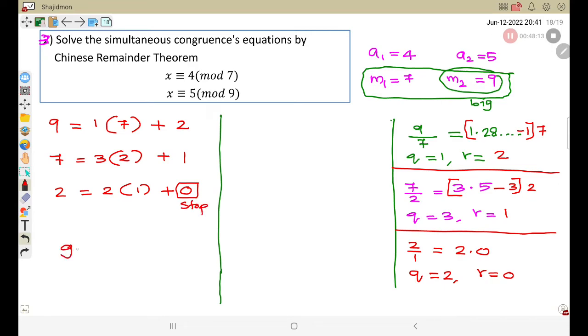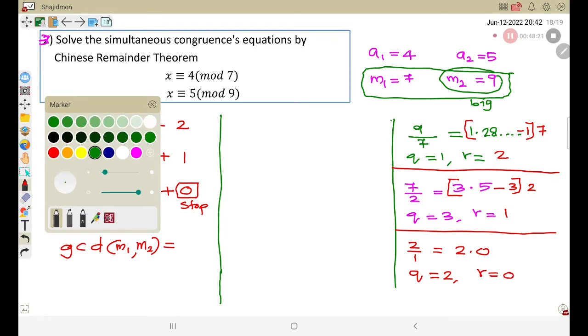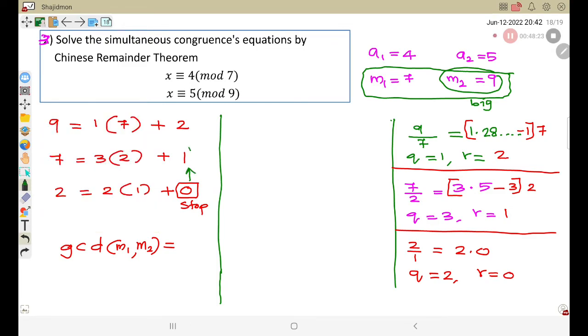Write the GCD of two numbers. GCD of the numbers M1 and M2 equals last non-zero remainder. So what is the last non-zero remainder? 1. So GCD is 1. That means the two numbers are relatively prime. So solution exists. Solution exists. Always it should be 1.